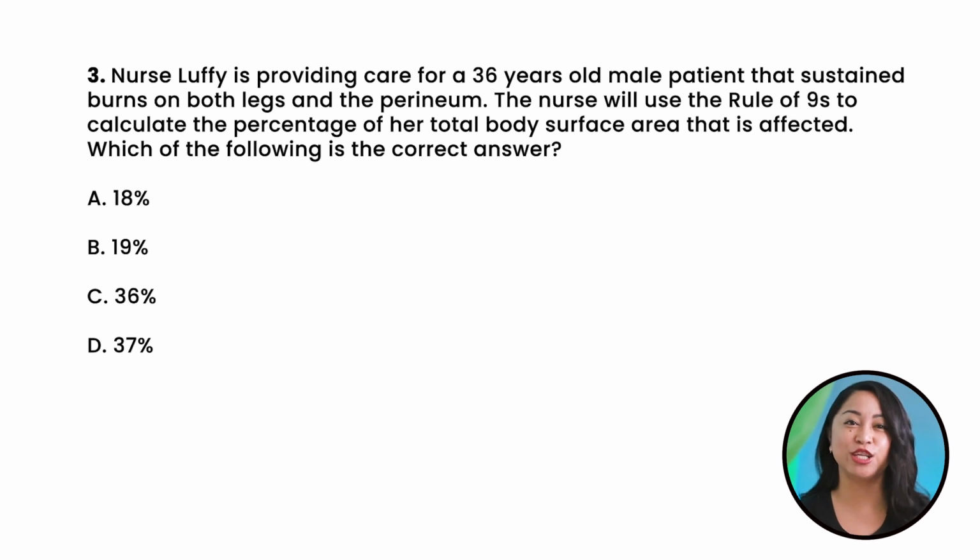Nurse Luffy is providing care for a 36 years old male patient that sustained burns on both legs and the perineum. The nurse will use the rule of nines to calculate the percentage of his total body surface area that is affected. Which of the following is the correct answer? A, 18%, B, 19%, C, 36%, or D, 37%. Ready for the correct answer? The correct answer is D, 37%.